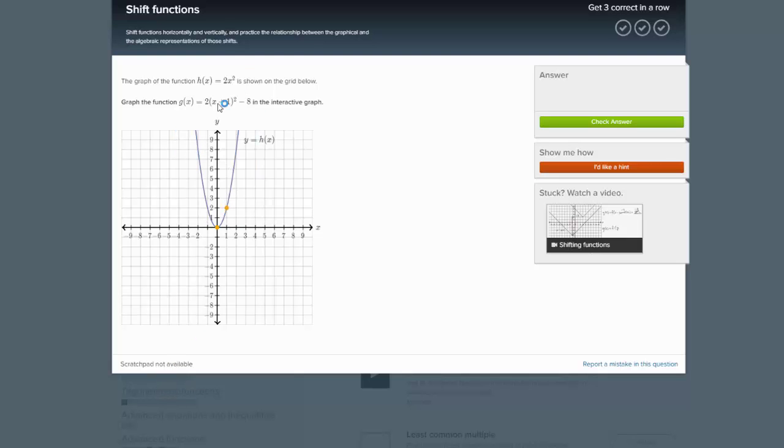So this thing got shifted, it wants it to be shifted left 1, because remember it's inside the grouping symbol, so it's opposite, down 8. So for each point, I'm going to have to go left 1, so I'll go left 1 here, down 8. So down 8 to here. 1, 2, 3, 4, 5, 6, 7, 8. So this parabola moved left 1, down 8.